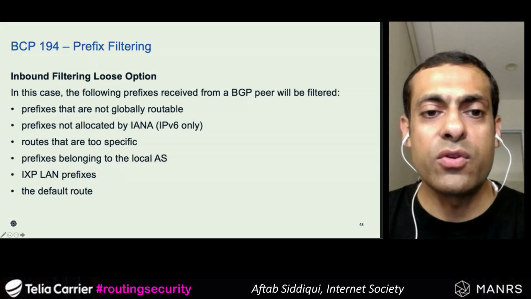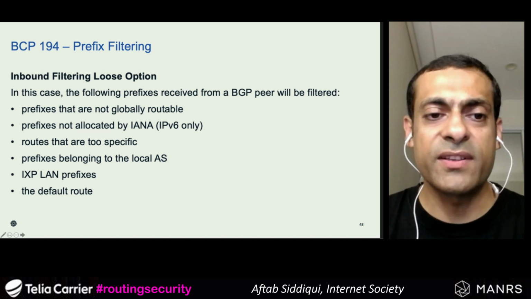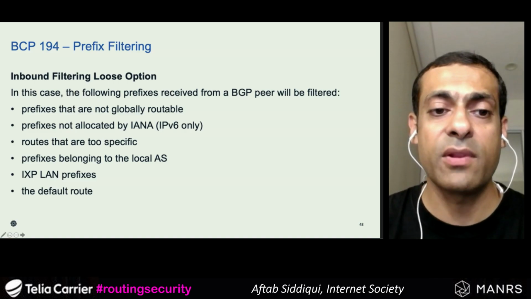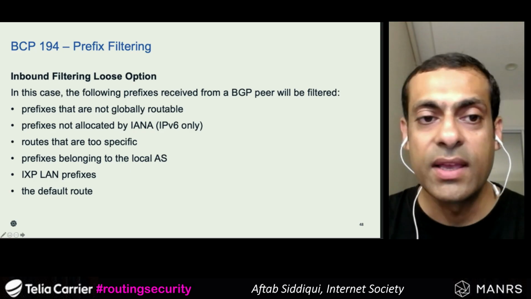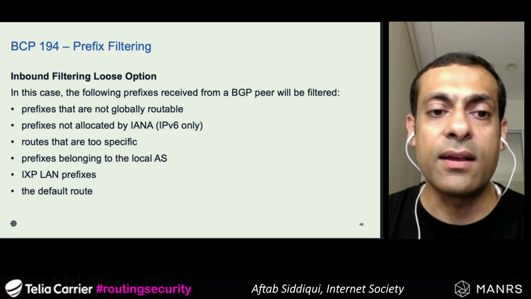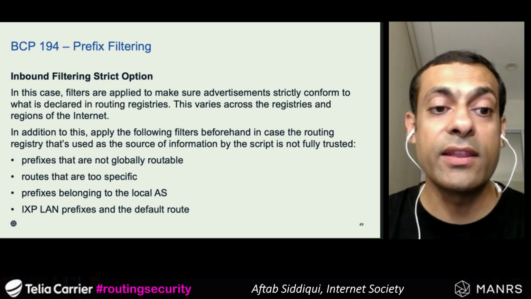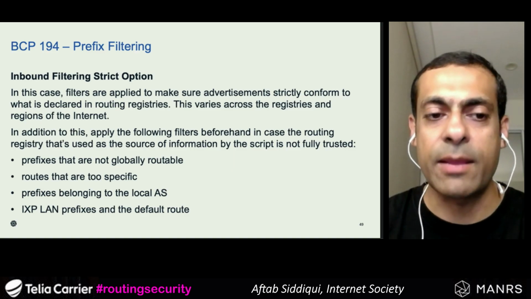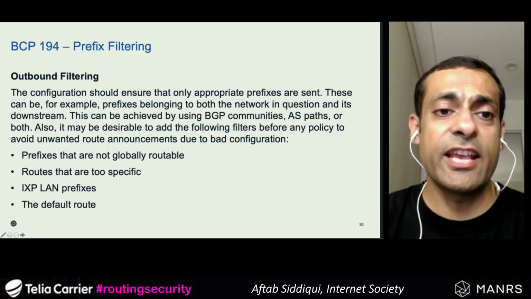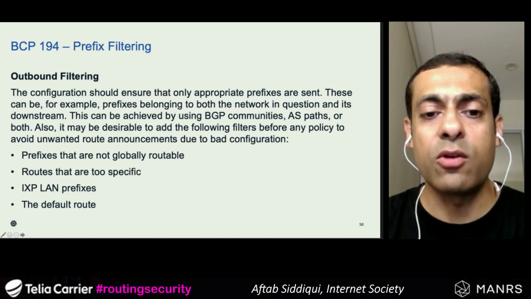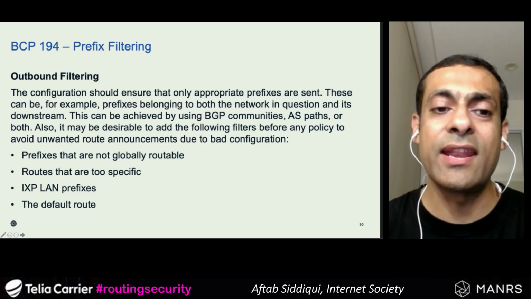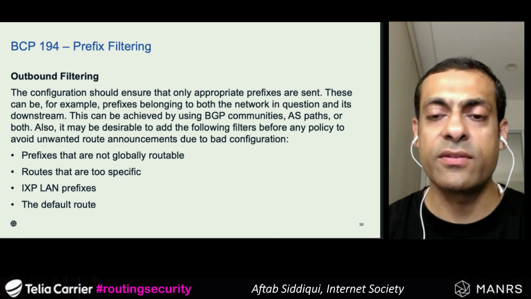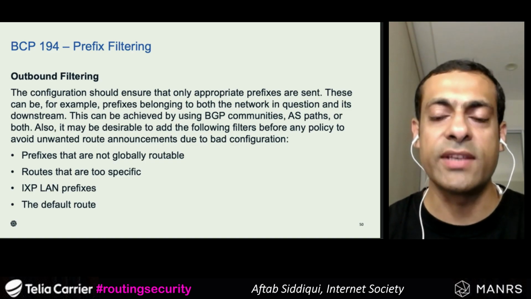Inbound, again, what you do is filter prefixes that are not globally routable, prefixes not allocated by IANA, IPv6 only of course, routes that are too specific, prefixes belonging to the local AS, IXP LAN, and default routes. That's for the inbound. And if you want to go ahead with the strict, you can use the IRR entries and create your prefix filters dynamically. Same is the case with the outbound. When you are talking about the outbound prefixes, you're making sure that what you are announcing to the world is filtered. You're not announcing any garbage either from your own customers or from your own self.